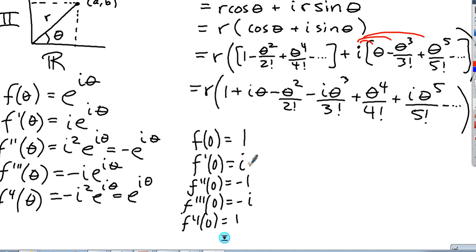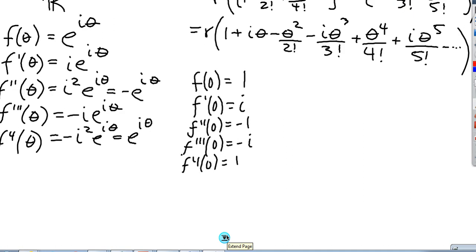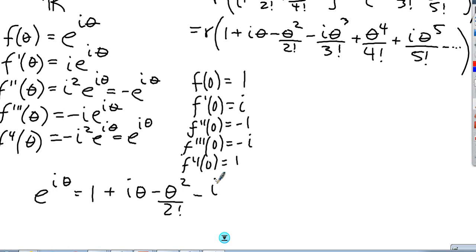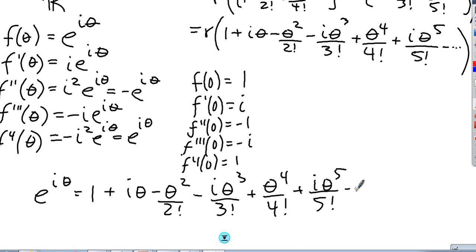So if we write out the series of e to the i theta, it's f at 0 plus f prime at 0 times x, or in this case theta, so it's i theta, plus f double prime at 0, that's -1, times theta squared over 2 factorial, plus the third derivative evaluated at 0, that's minus i, times theta cubed over 3 factorial. Fourth derivative, you got +1, and you get theta to the fourth over 4 factorial. And you start to get the pattern. You're going to have plus i theta to the fifth over 5 factorial, and then a minus, dot dot dot.